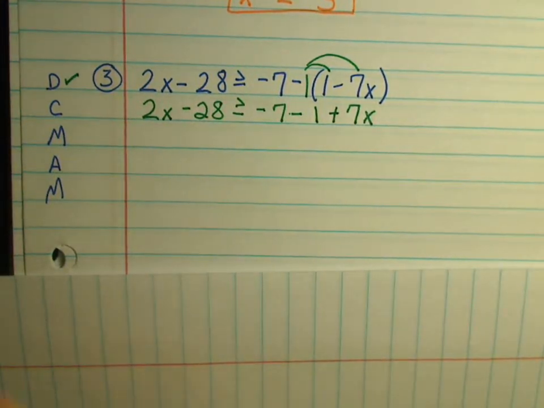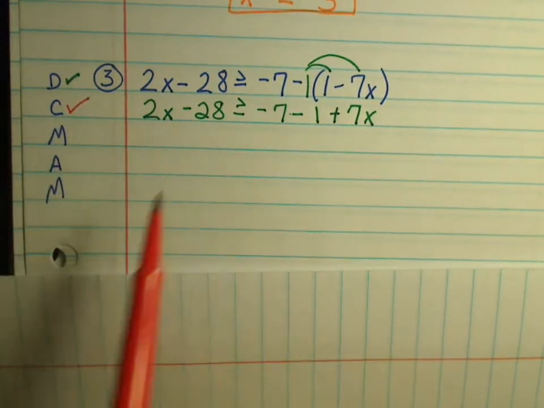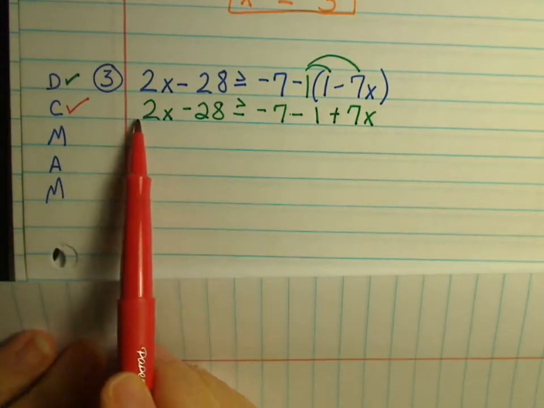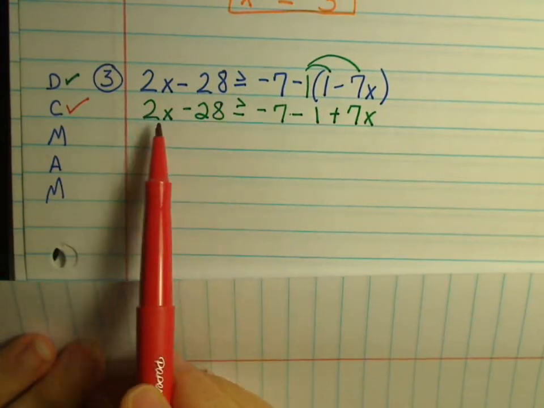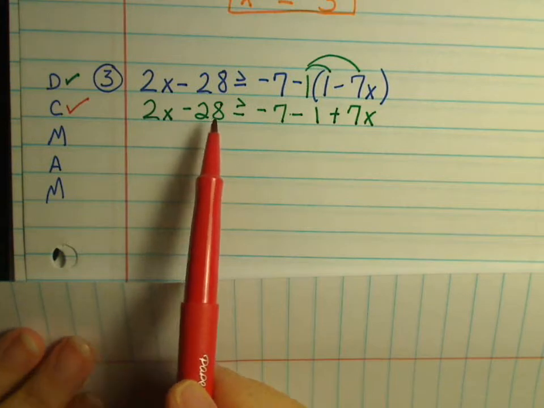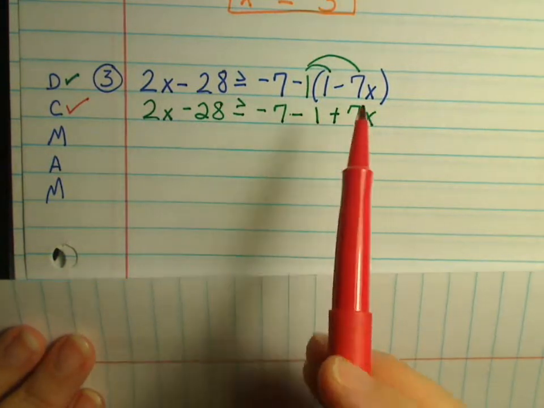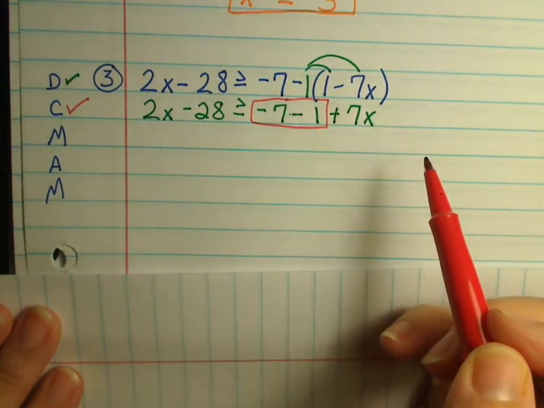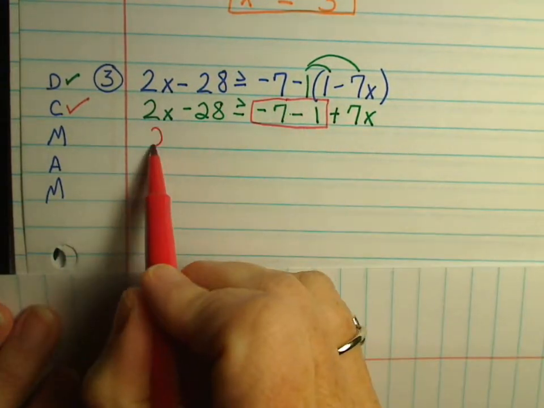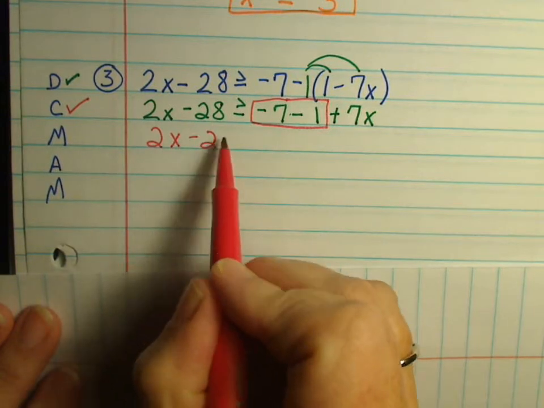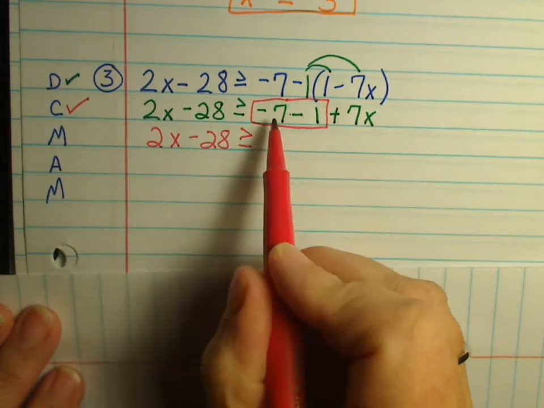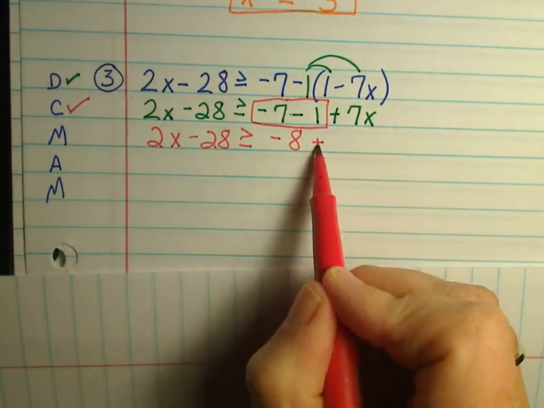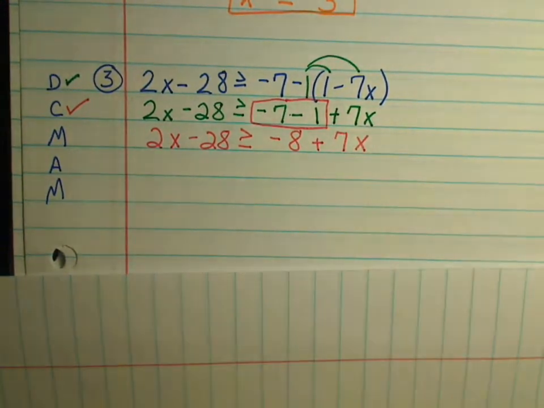We're now on the step to combine like terms. Well, on this side of the inequality here, I cannot combine those because one has an x and one doesn't. But on this side, I can combine these two because they don't have an x. So I'm just going to bring this down. And a negative 7 minus 1 is a negative 8. And then I'm going to bring down the plus 7x.